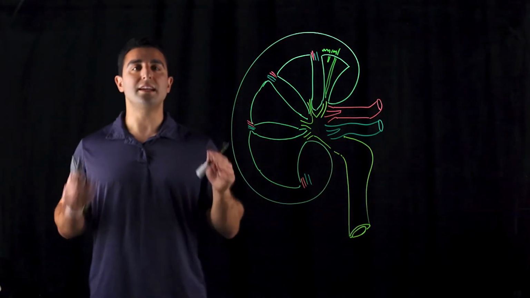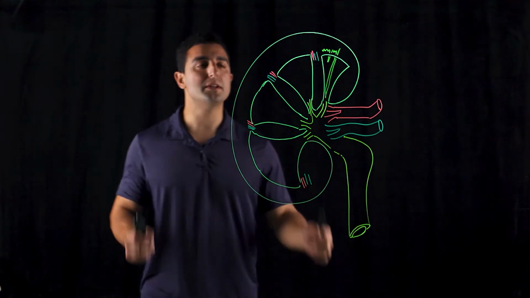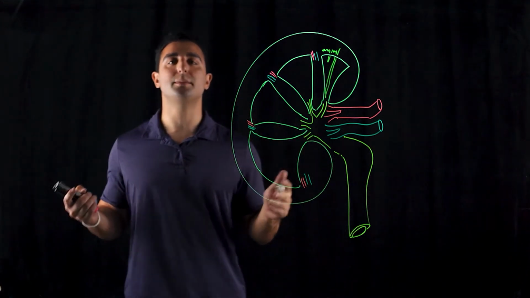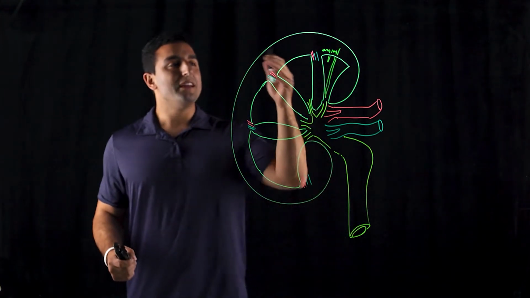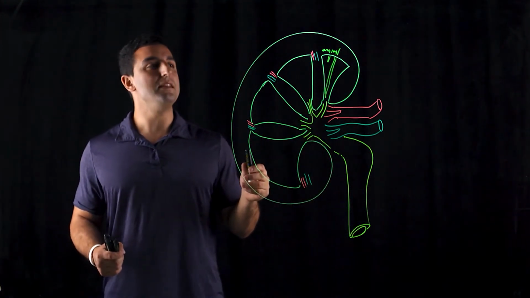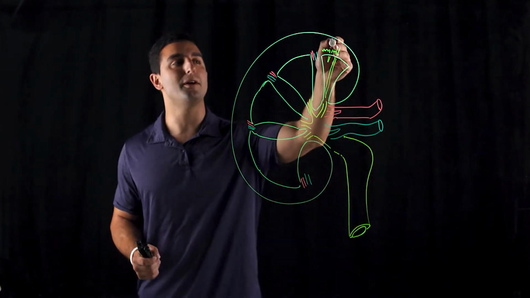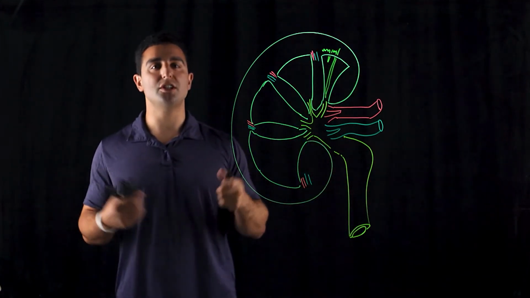All right, now we're going to look at the internal renal anatomy, so we're going to look at what's happening inside. What's the function of the kidney? We've already talked about so many functions. When we think about the functional unit of the kidney, we're specifically talking about the nephron, and the nephron's main function is to produce urine.